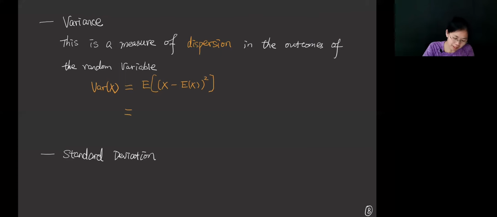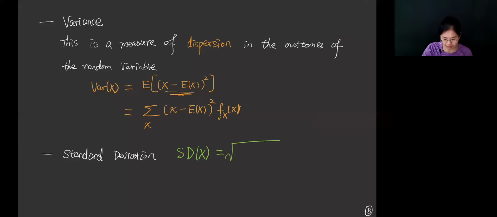In terms of PMF, this can also be written as a weighted average of the squared deviation from the expectation. Next, standard deviation. Standard deviation is another way to measure the dispersion of the outcomes. Standard deviation is defined to be the square root of the variance.